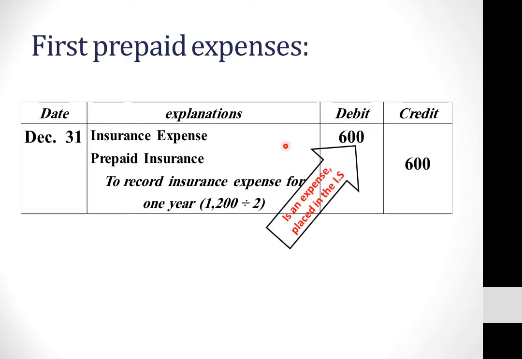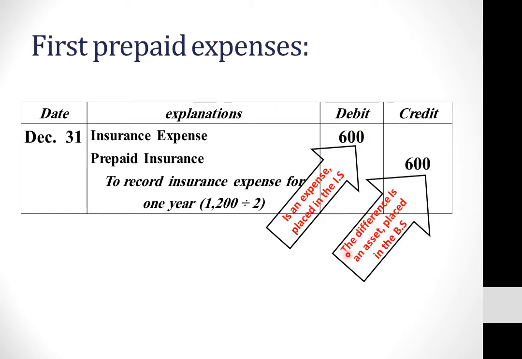So insurance expense for 600 will appear in the income statement for 2019, and prepaid insurance will appear in the balance sheet for 600.